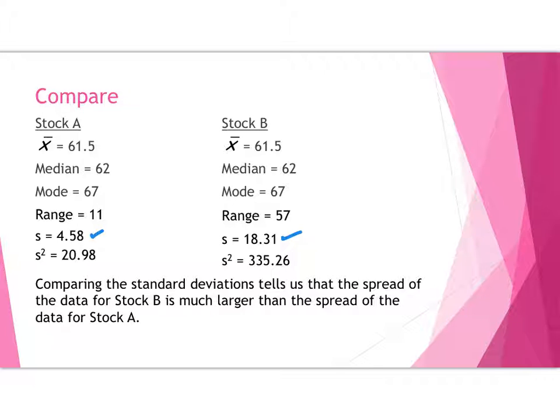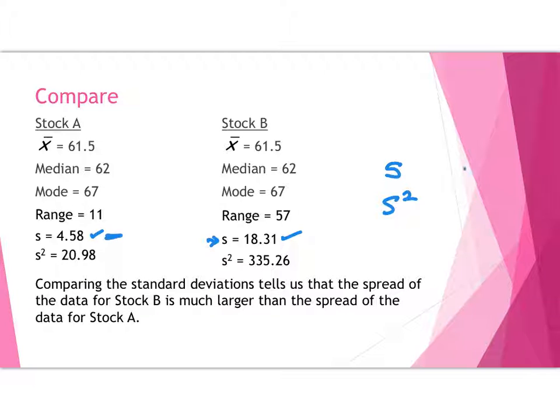Those numbers come up with the sample standard deviation symbol, and that tells us that not just are my highest and lowest numbers spread out, but in my stock B, all the numbers are much more spread out than they are in stock A. Look at the symbols. S is standard deviation. S squared is the symbol for variance. So if I know what the standard deviation is, how do I find the variance? I square the standard deviation.